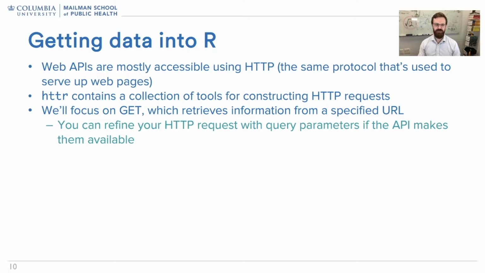So here I'm repeating some of the things that I've said a moment ago. Web APIs are going to be accessed using HTTP. That's the same thing that your browser uses to make a request to get a web page. There are a variety of tools for constructing requests in the httr package. That's the one we're going to use. And we're going to focus in particular on GET. GET is the thing that says, please get information from a server, not trying to put information back on a server or modify data on a server. We are just going to focus on getting data from a server. And like I say here, you can modify your HTTP request with parameters if that API asks or requires you to do that. We'll see an example of that shortly as well.